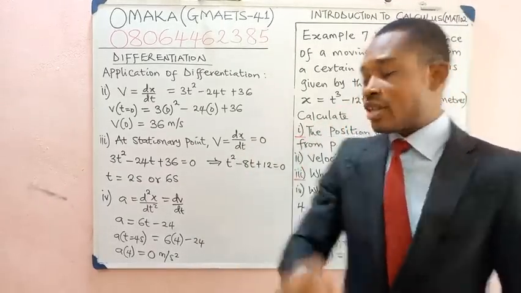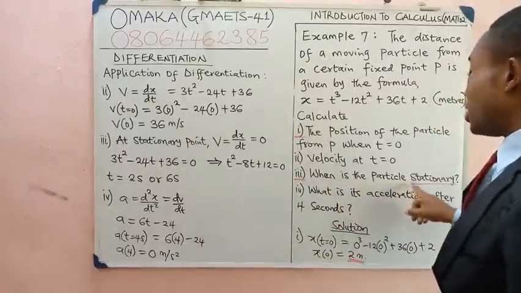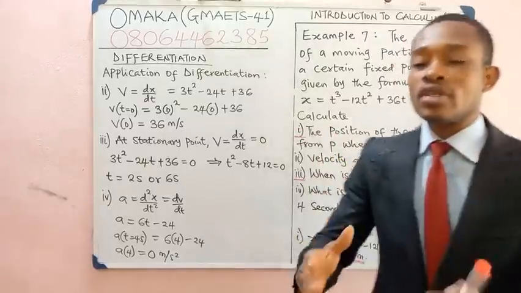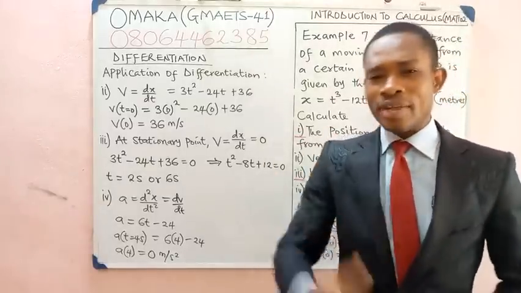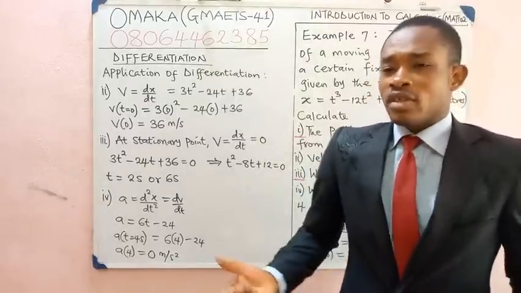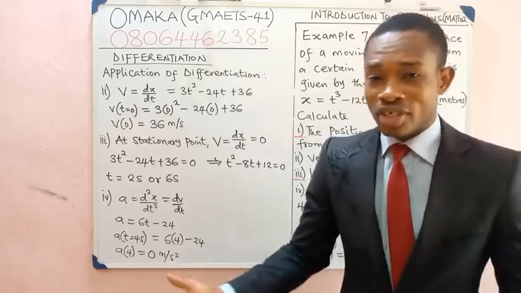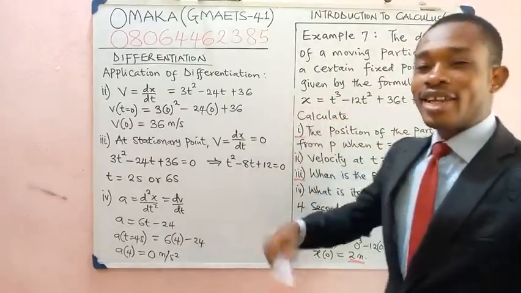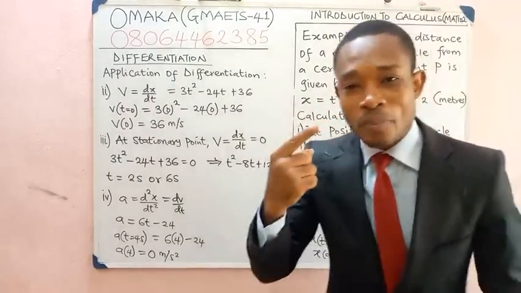The point we're trying to say here is that when the particle is stationary, the derivative of the position, which is its velocity, will be equal to what? 0. You know what that means? If I'm stationary, it means my velocity is 0 because I am not exhibiting any motion. So simply differentiate this with respect to time and then equate to 0. There is a point there.